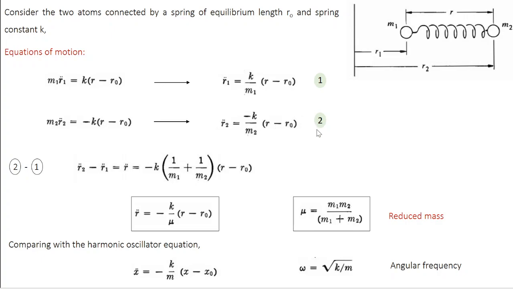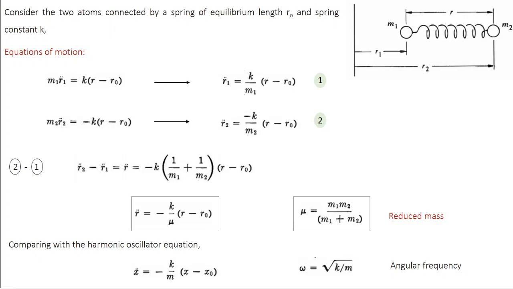Now you subtract equation 1 from equation 2. So you get r2 double dot minus r1 double dot, which is nothing but r double dot, equal to minus k into (1 by m1 plus 1 by m2) into (r minus r0). Now the term inside this bracket is nothing but (m1 plus m2) divided by m1 m2. When you take the inverse of that, m1 m2 divided by (m1 plus m2), this is known as the reduced mass of the system, mu. So I can rewrite this equation in terms of reduced mass as r double dot equal to minus k by mu into (r minus r0).